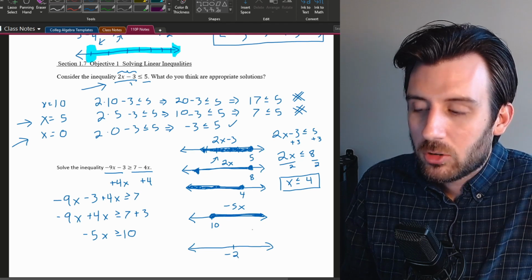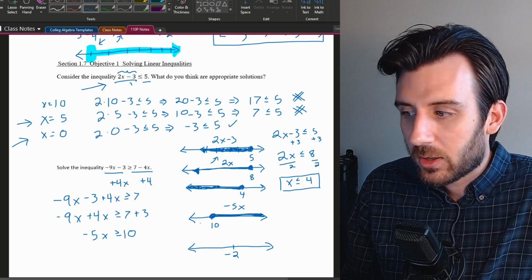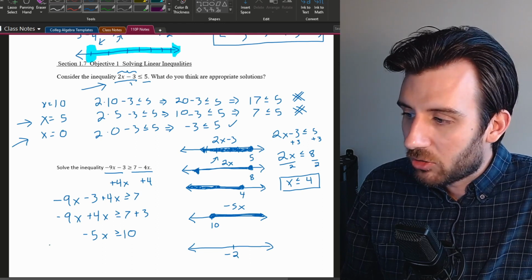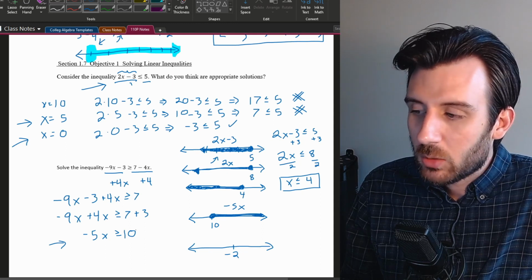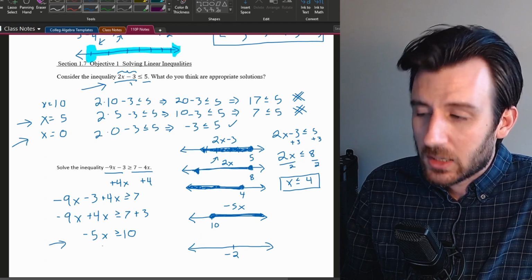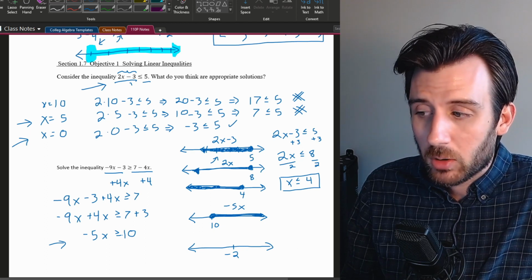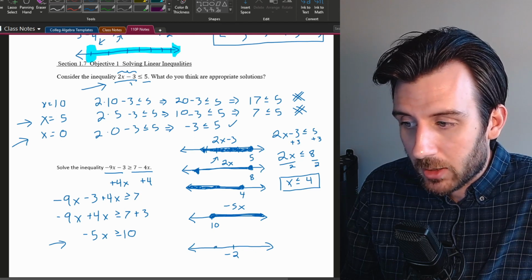So I'll put a -2 here, and then I'll think to myself, am I looking to the right-hand side or the left-hand side? Well, let's check it back and forth with our picture. If I tried something to the left-hand side, like -3, would -3 work? -3 times -5 would be +15, and that'd be greater than or equal to 10. That'll work out just fine. So -3 is going to be part of my pile.